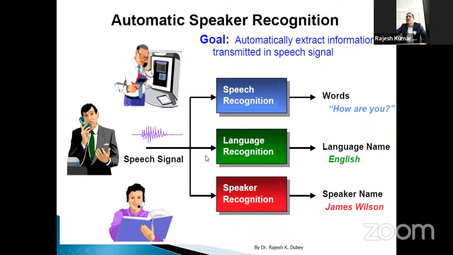Similarly, there is speaker recognition. These are other major areas, and each area is in fact a subject in itself. Speech recognition is a separate area. Language recognition asks which language. Speaker recognition asks who is speaking, the person who is speaking. Again, speech recognition is a separate part, language recognition is a separate part, and speaker recognition, who is speaking, is another.